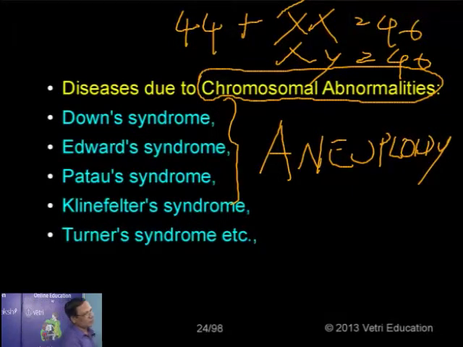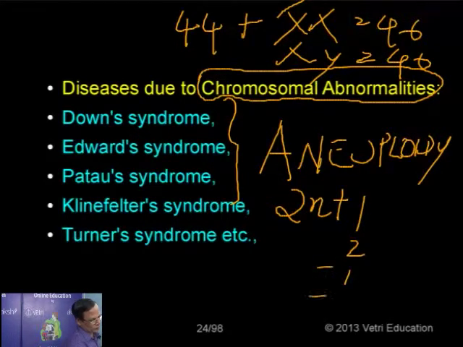For example, in a normal chromosome number of 46, in some cases one or two chromosomes are added, or one or two chromosomes are removed. If we have 46 and one chromosome is added, we have 47. When two chromosomes are added, we have 48. If one chromosome is removed, we have 45. If two chromosomes are removed, we have 44. Such a change in number of chromosomes is generally called ploidy.